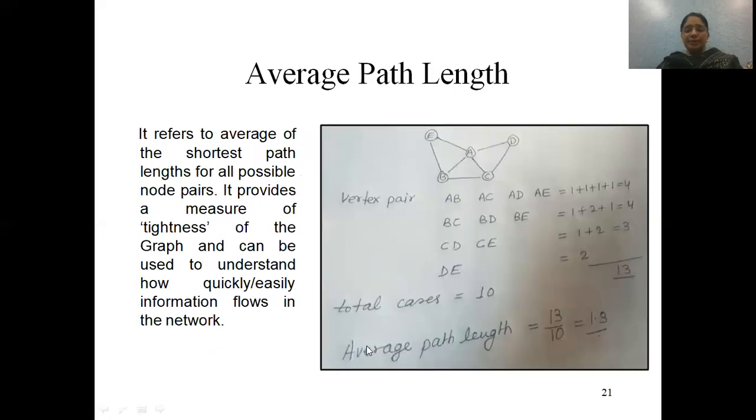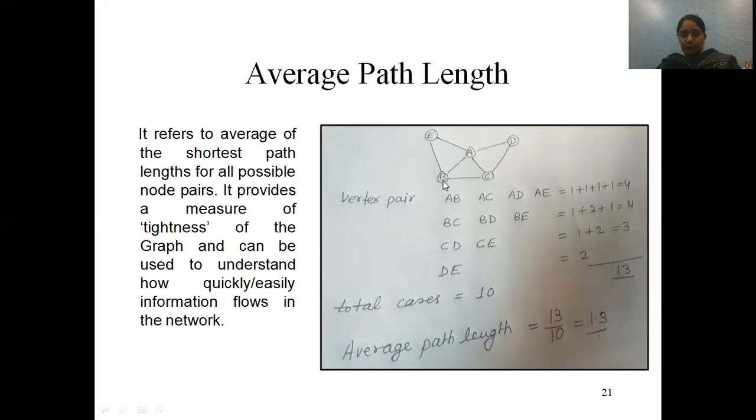Now come to the average path length. It refers to the average of the shortest path for all possible node pairs. So we are taking this diagram containing 5 nodes, and we are taking vertex pairs. For A, it will be AB, AC, AD, and AE. AB, there is one direct path, so 1. AC, one direct path, 1. AD, one direct path, 1. AE, it is 1. So we take the sum of these, which is 4.